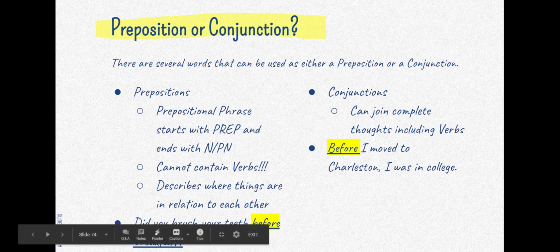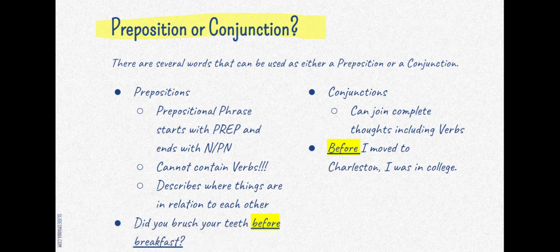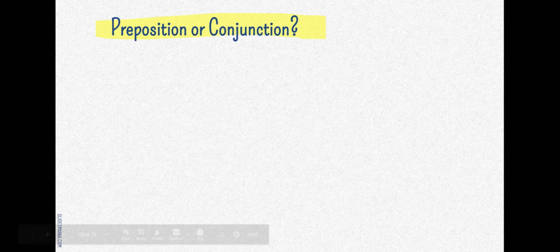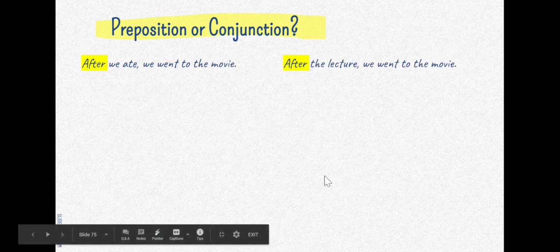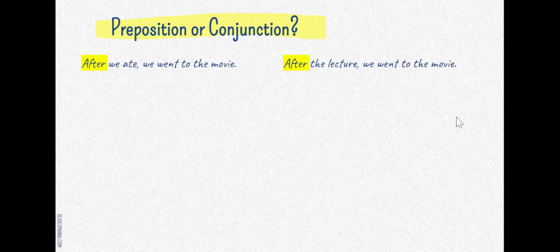So let's look at some examples of this. In your notes, you should highlight the prepositions yellow and the conjunctions blue. After we ate, we went to the movie versus after the lecture, we went to the movie. In after we ate, ate is a verb, right? So that has to be a conjunction. Versus after the lecture is a preposition because lecture is the noun ending that prepositional phrase.